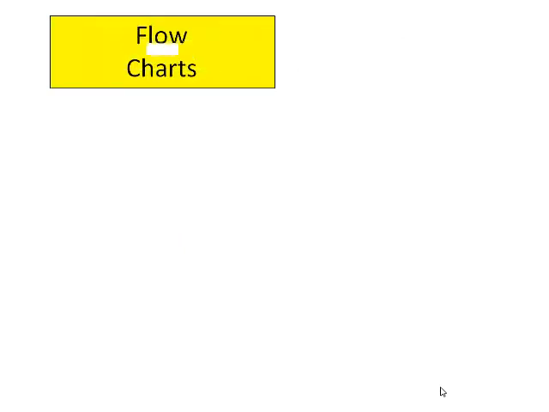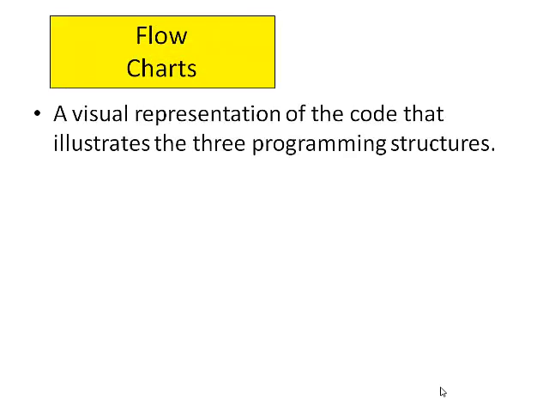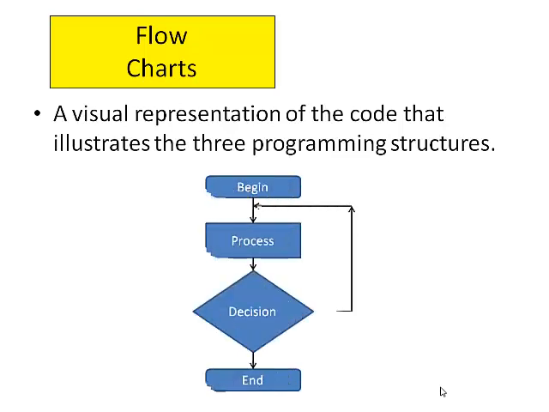Starting with flowcharts. Flowcharts are a visual representation of the program code. So here's a simple flowchart. We have a process, we make a decision out of which the answer might be yes or no, and then depending on whether the yes or no is answered, we might conclude, or we might just go around and do the process again.